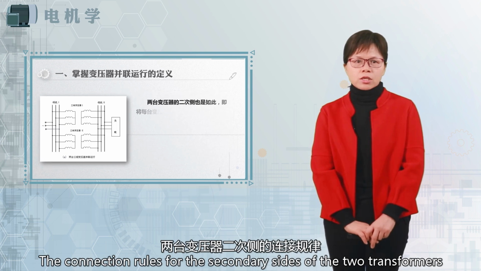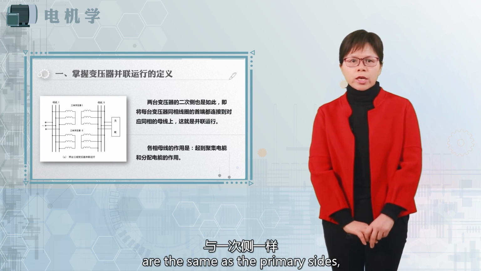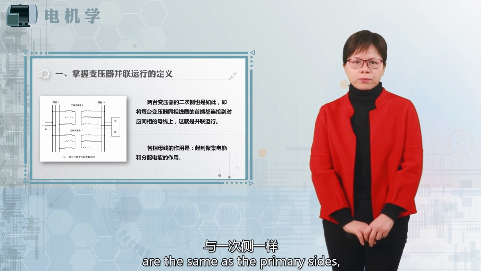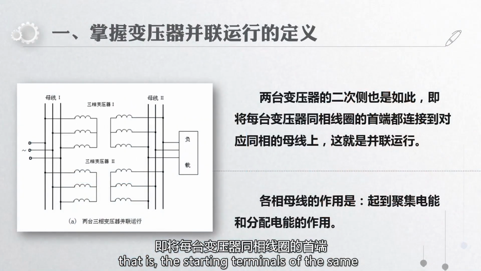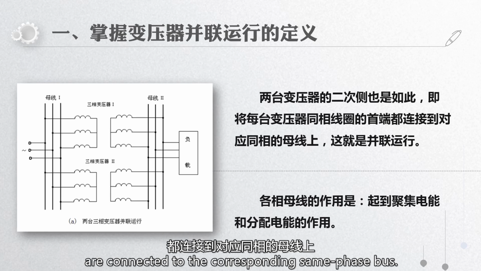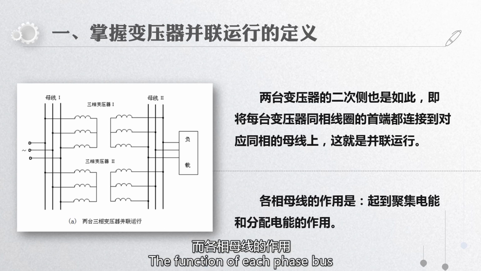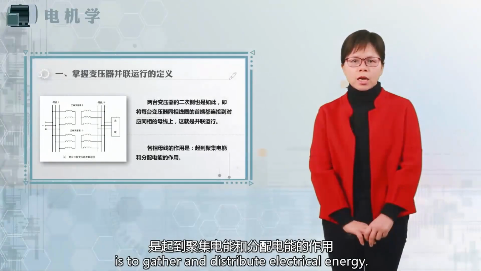The connection rules for the secondary sides of the two transformers are the same as the primary sides. That is, the starting terminals of the same phase coils of each transformer are connected to the corresponding same phase bus. This is parallel operation. The function of each phase bus is to gather and distribute electrical energy.